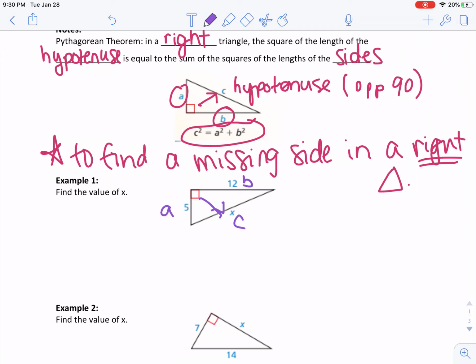So what the converse says, it says, okay, you've got this rando triangle. I'm sorry, I missed a word when I typed this. So it should say if the square of the length of the longest side in a triangle is equal to the sum of the squares of the lengths of the other two sides, then it has to be a right triangle.